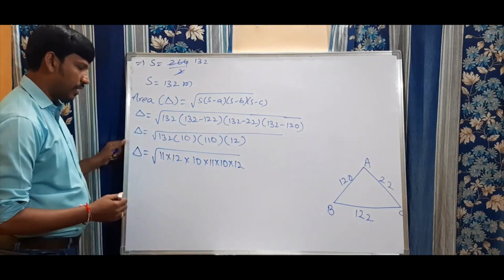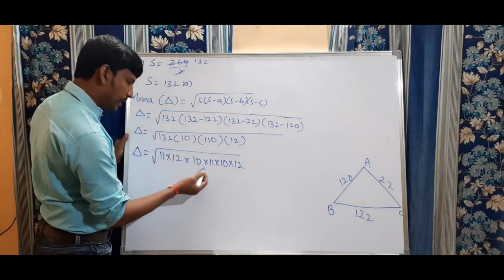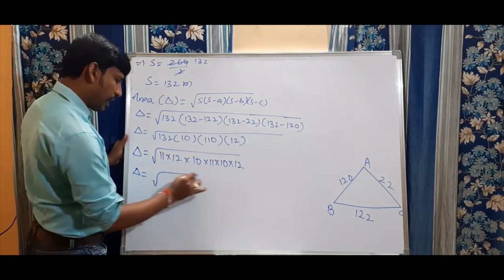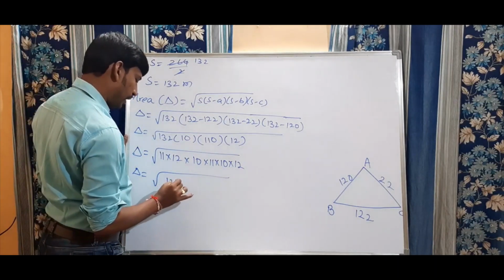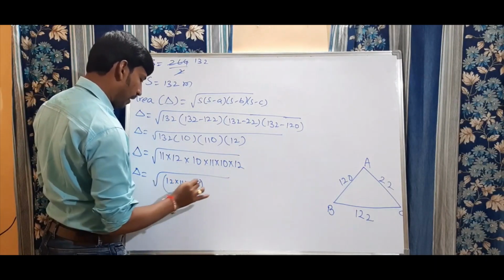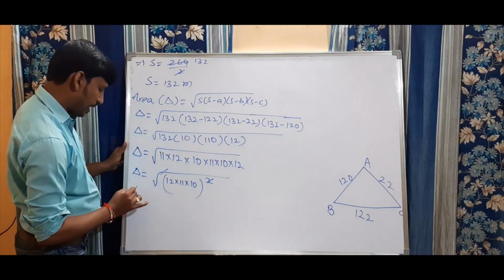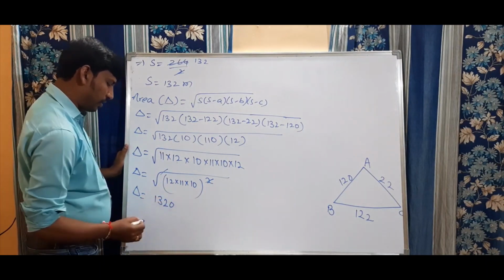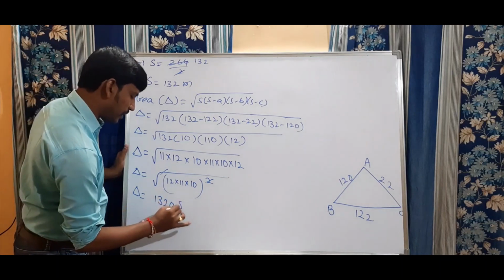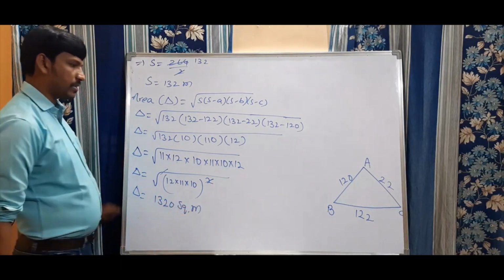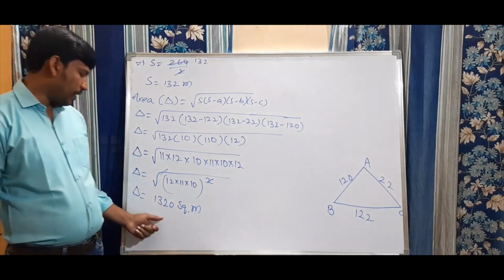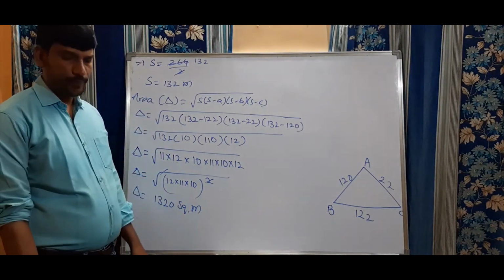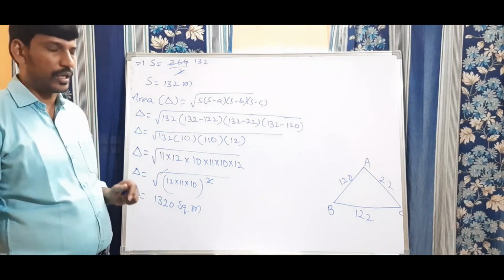Now see this here, there are two 11s, two 12s, two 10s. So delta is equal to under root of 12 into 11 into 10 whole square. Square will cancel. Delta is equal to how much? 1320 square meters. Is this clear, my dears? Now I got the area of the field.